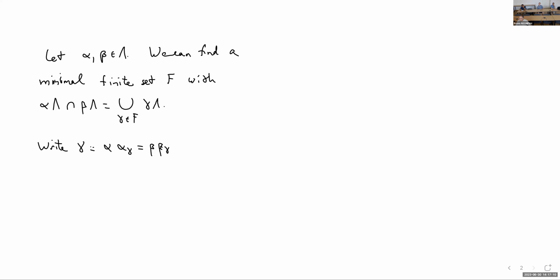So now, in the inverse monoid, I'll just recall that capital I was the inverse monoid generated by the mappings left multiplication by alpha together with its inverse. So let's look at the mapping defined by the pair alpha, beta this way: alpha inverse composed with beta.